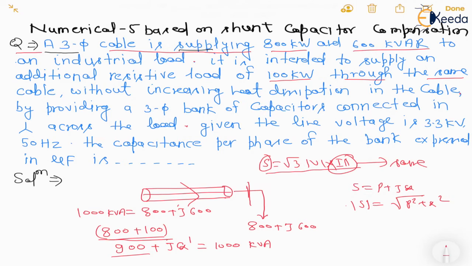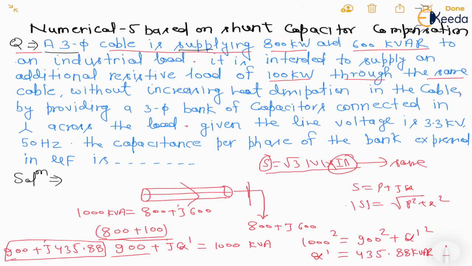From here we can calculate easily. 1000 square is equal to 900 square plus Q dash square. So Q dash will be equal to 435.88 kVAr. So now the cable is supplying 900 kilowatt active power plus j 435.88 kVAr.